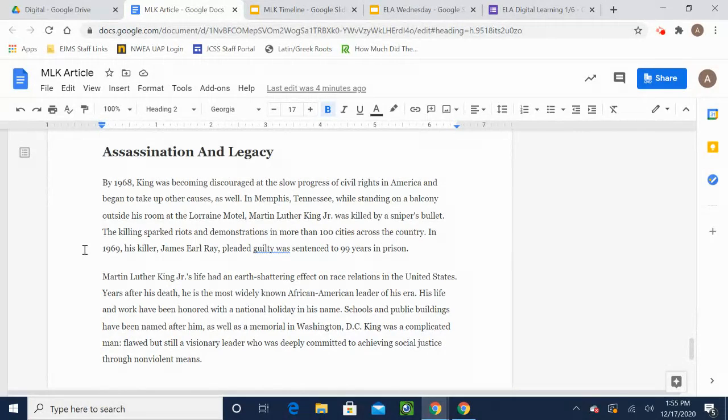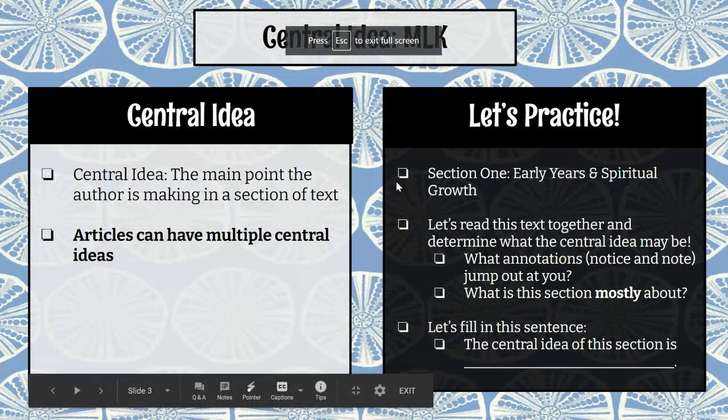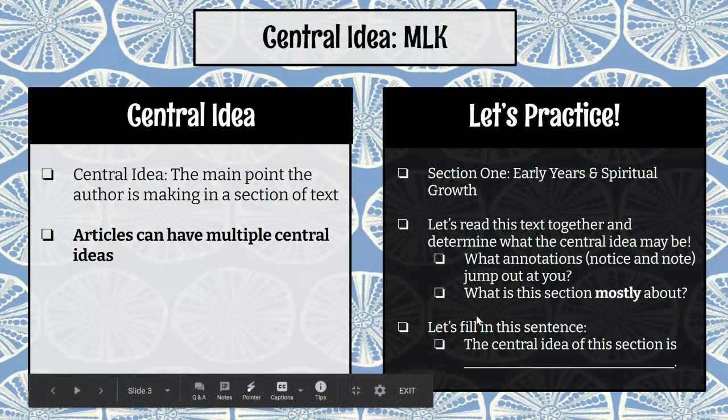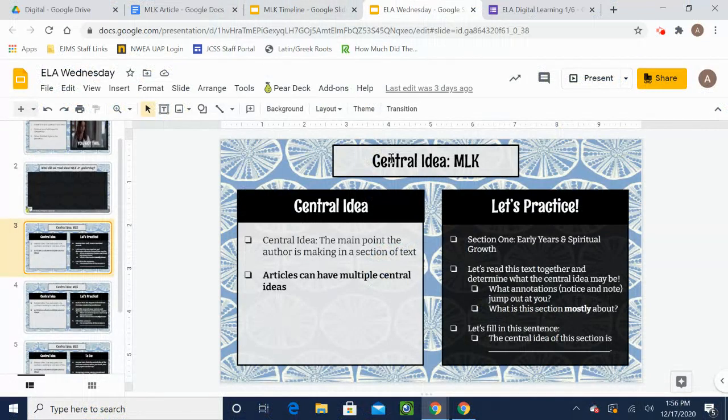So repeat this process. You are responsible for reading the section, noticing what you've highlighted, thinking about the details that jump out at you, and then writing that 1-sentence summary that summarizes what the section is mainly about. Do that for all 3 of the remaining sections, and then you may move on.